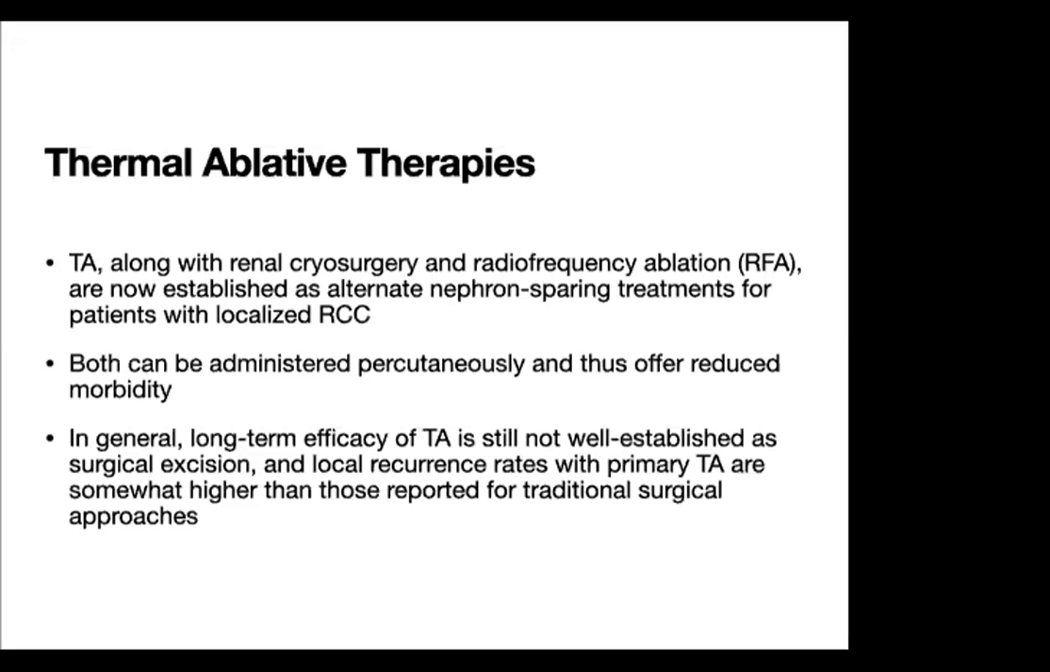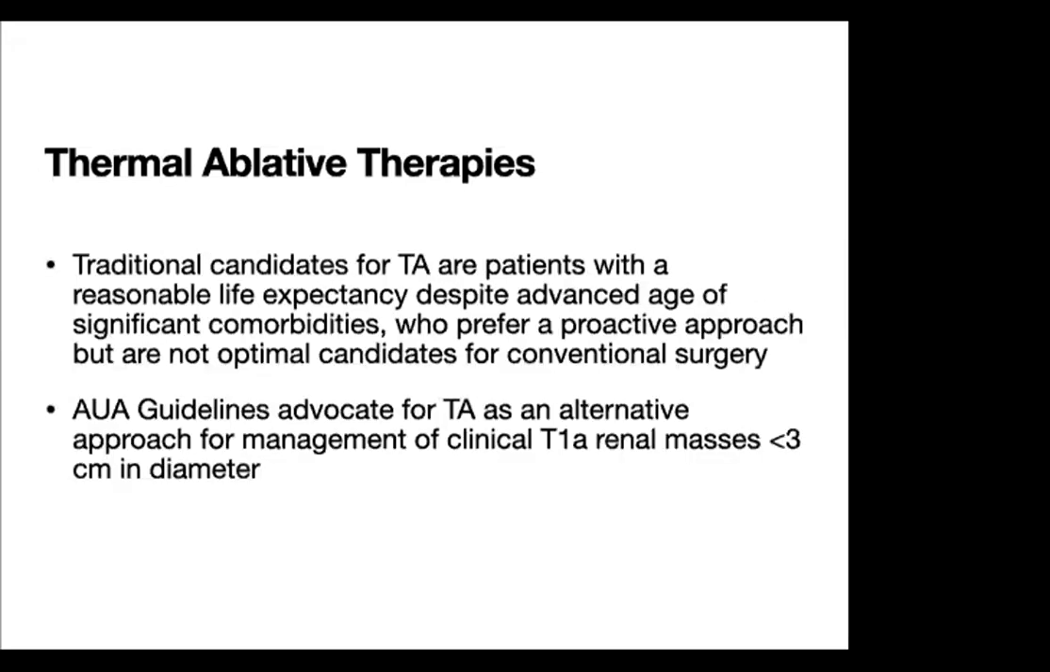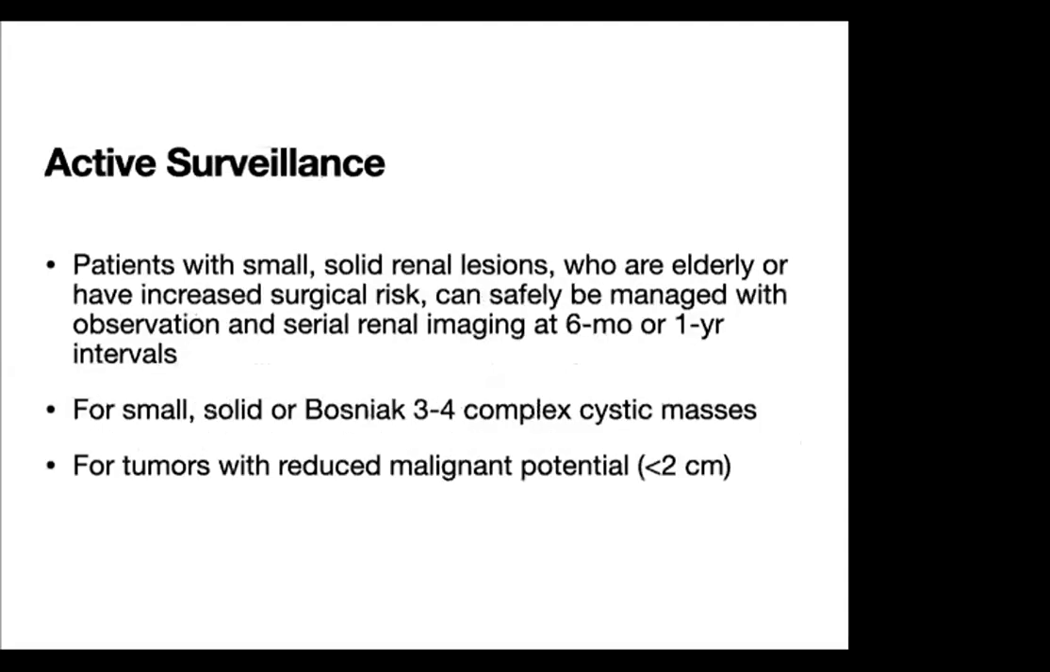And local recurrence rates with primary TA are somewhat higher than those reported for traditional surgical approaches. So candidates for TA are patients with a reasonable life expectancy despite advanced age or significant comorbidities who prefer a proactive approach but are not optimal for conventional surgery. AUA guidelines advocate TA as an alternative approach for management of clinical T1a renal masses less than 3 centimeters in diameter. So another therapeutic option is active surveillance.